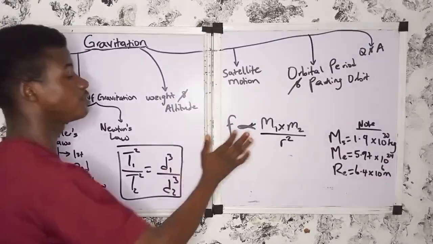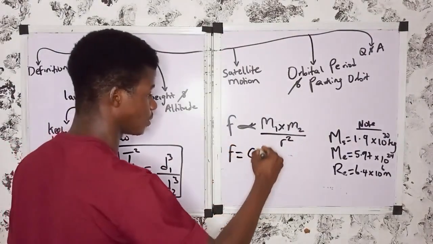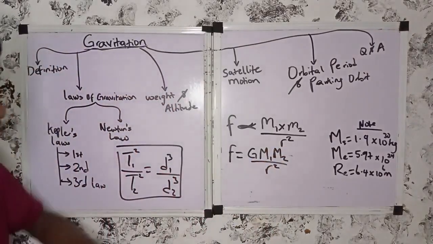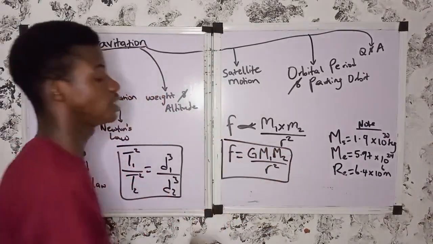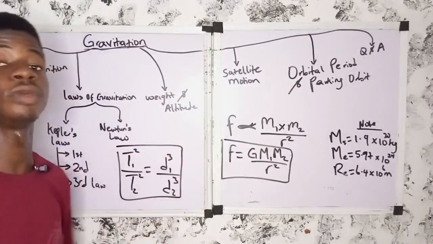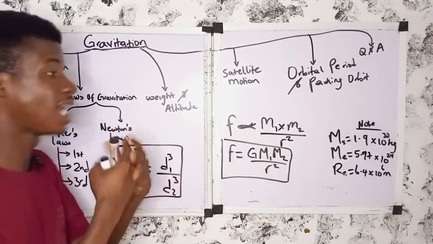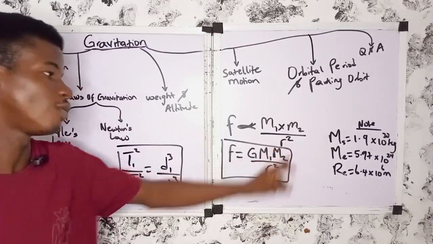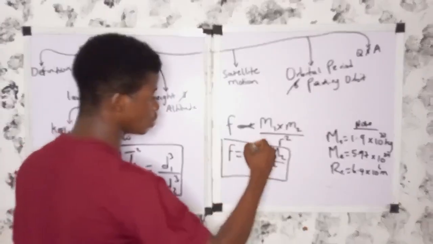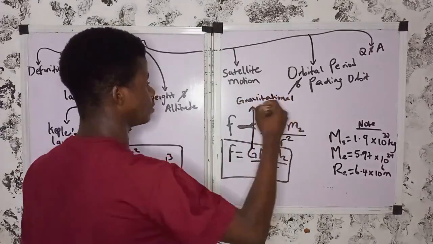Now, if you remove this proportional sign and place a constant here, it will now be G M1 M2 all over R square. So this is Newton's universal law of gravitation. It states that the force of attraction between two objects or two masses is directly proportional to the product of their masses and inversely proportional to the square of their distance. Now, G is known as the gravitational constant. Please take note.